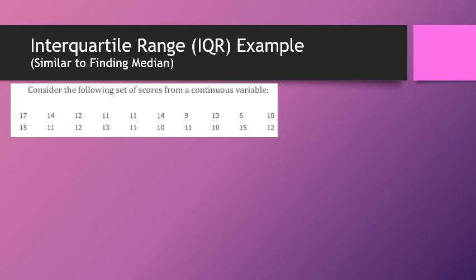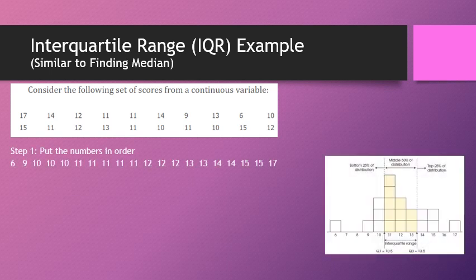So let's look at an example. Consider these scores from a continuous variable. Step one is you always put the numbers in order. If you want to, you can make a graph of them so you can see what they look like on a histogram. It might be easier for you to think about this. Step two is find n. If I count how many scores there are here, there are 20 scores.